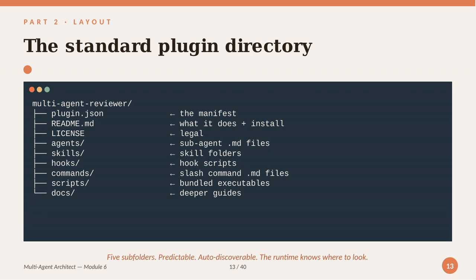Optional: docs, deeper guides users read once they've installed. Examples, runnable demos showing the system in action. The runtime knows this convention. Auto-discovery walks the folders and loads what it finds. Drop a file in agents/ and it shows up in the agent list automatically. The convention is the API.